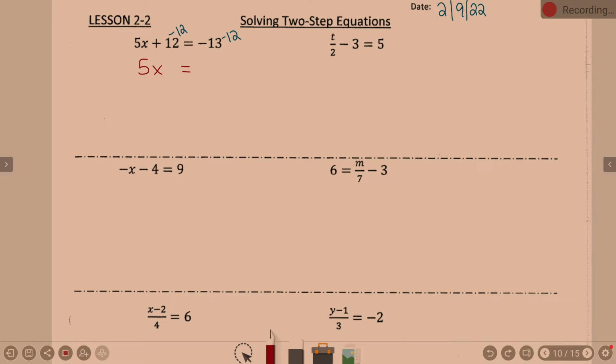I teach keep the negative 13, change subtraction to addition, and the opposite of 12 is negative 12. Negative 13 plus negative 12 is negative 25.